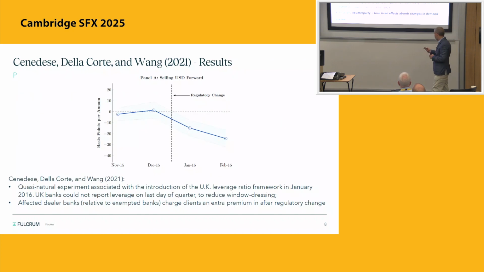So this is our finding, and we do find indeed that post-treatment, the CIP basis, which tends to be negative, is more negative when counterparties trade with affected dealers.